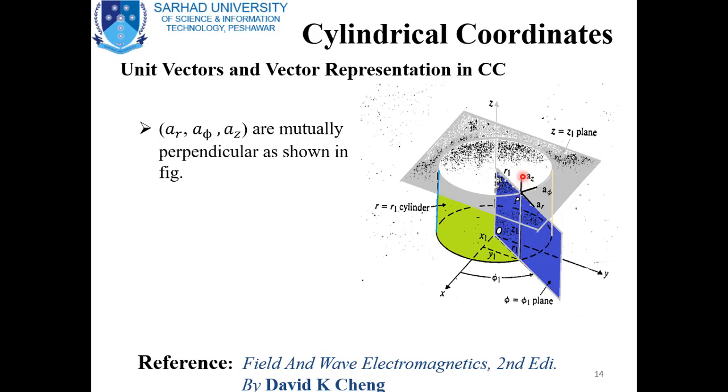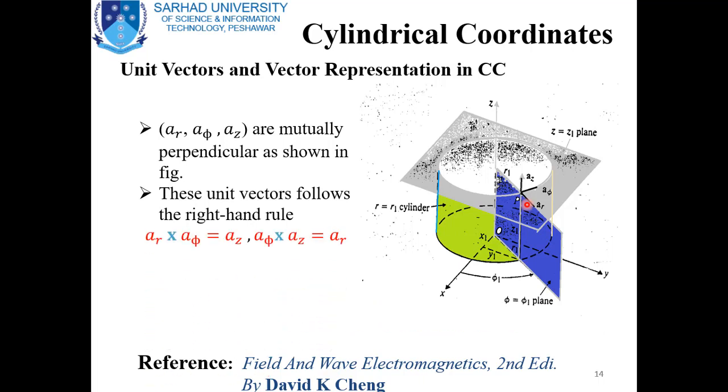So these three are mutually perpendicular vectors, and these vectors follow the right hand rule. That is, when we multiply a_r with a_phi in cross operation, we stretch our right hand fingers in the direction of r, which is the radial vector, and rotate our fingers toward the phi vector. So the thumb will represent the direction of the resultant.